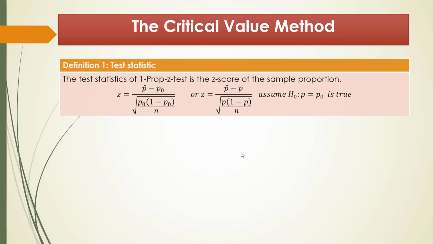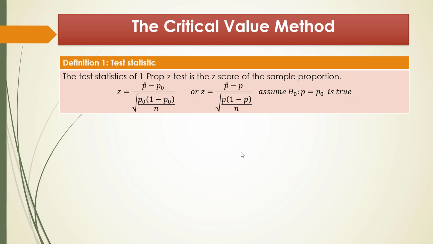For the critical value method, the test statistic is the z-score of the sample proportion, because we are interested in the population proportion, and the best estimate for the population proportion is the sample proportion. And by the central limit theorem, when np is at least 10 and n times (1 minus p) is at least 10, the sample proportion p hat follows a normal distribution, with mean p and standard deviation square root of p(1 minus p) over n. So here we use the z-score of the sample proportion as a test statistic.